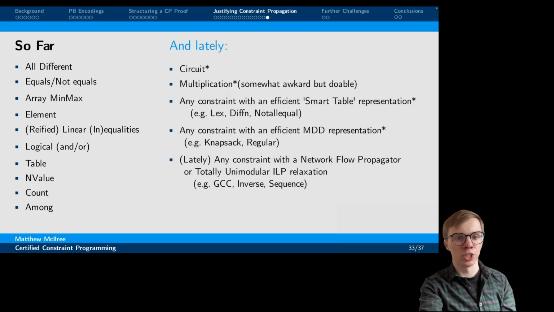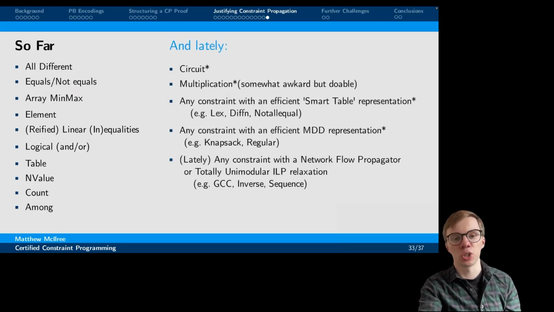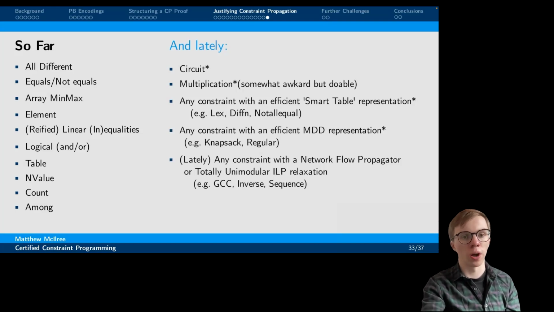But certainly multiplication constraints aren't a hard barrier. And we've also identified categories of constraints. So any constraint with an efficient smart table representation, efficient MDD representation, or any constraint with a network flow propagator or strong ILP relaxation. These are all constraints we can do.